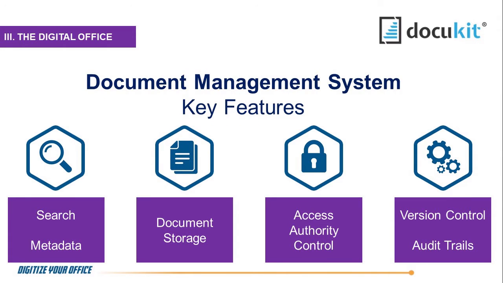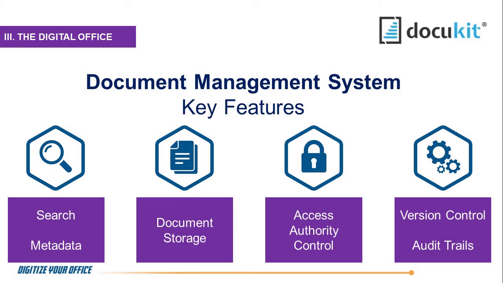What are the key features of a document management system? First, you have the search and then the metadata, also known as the tags or keywords that we use to uniquely identify your documents. For example, an invoice has an invoice number, which can be used to narrow your search. Second one is the document storage. This is a central repository to all your documents.